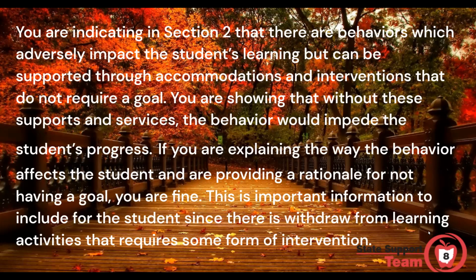If you're talking about more severe behavior, then we would expect to see a behavior goal. And certainly, if it's persistent, pervasive behavior, or behavior, even if it's infrequent, but it's extreme, where we're looking at sort of that physical or very aggressive behavior, then it's time for you to look at a functional behavior assessment and a behavior intervention plan.